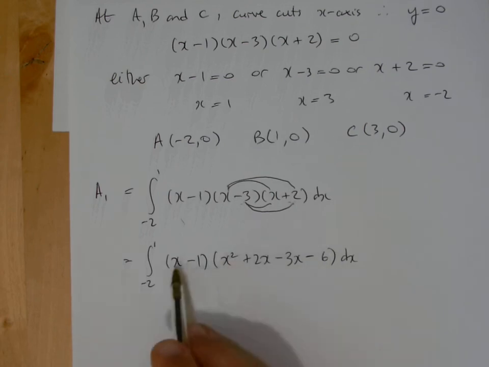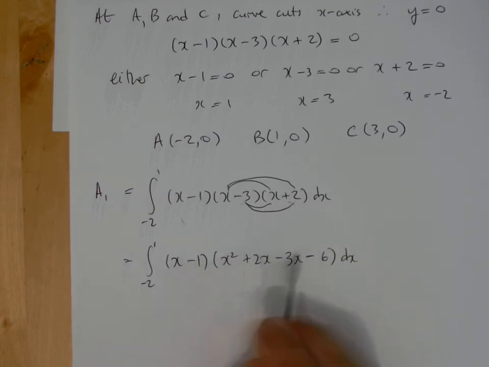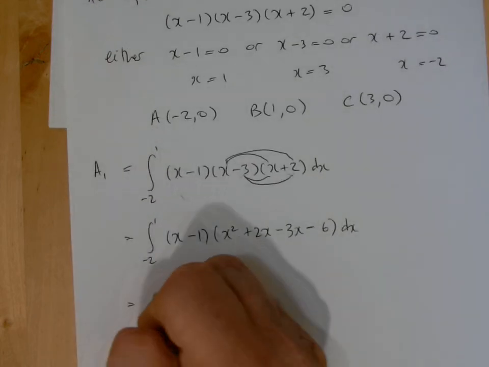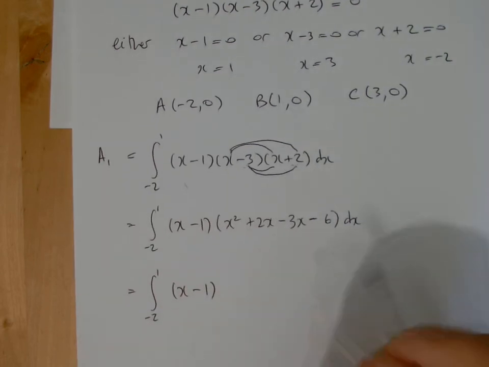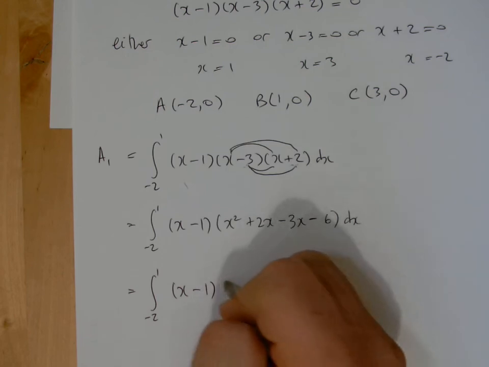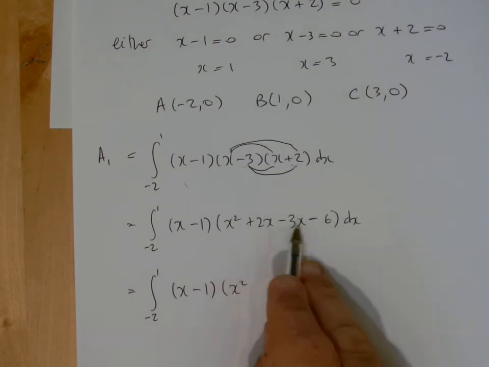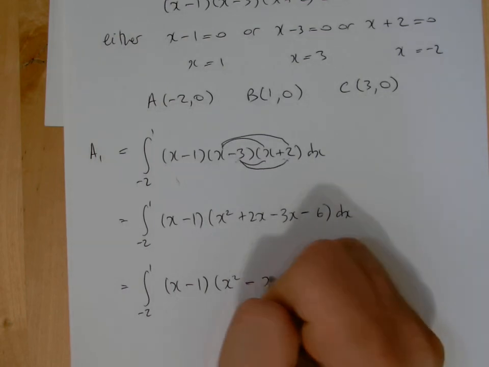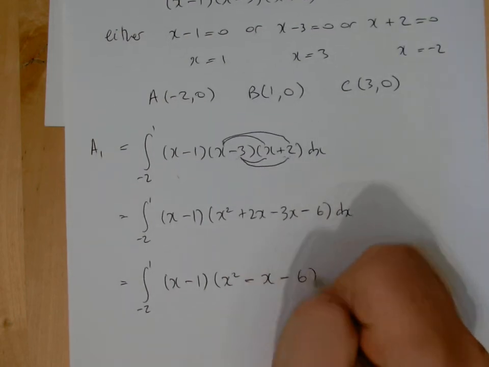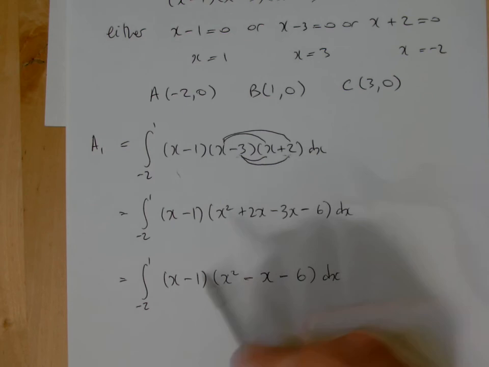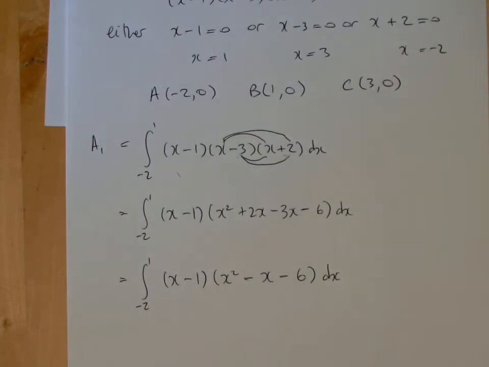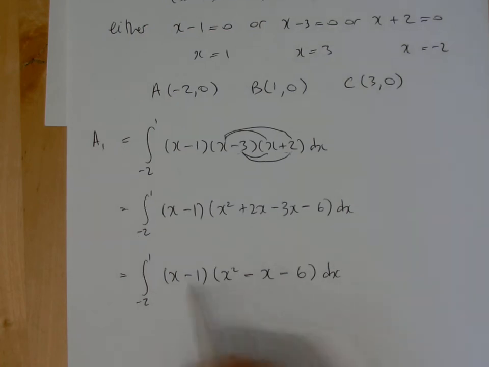Of course, we're going to multiply by the first bracket as well, but before then, let's make this a bit tidier. So we've got (x minus 1), and then tidying this up, (x squared, 2x take away 3x is minus x, minus 6) dx. So we've got these brackets times together. The idea of FOIL doesn't quite work when you've got three terms in there, but it's the same sort of principle.